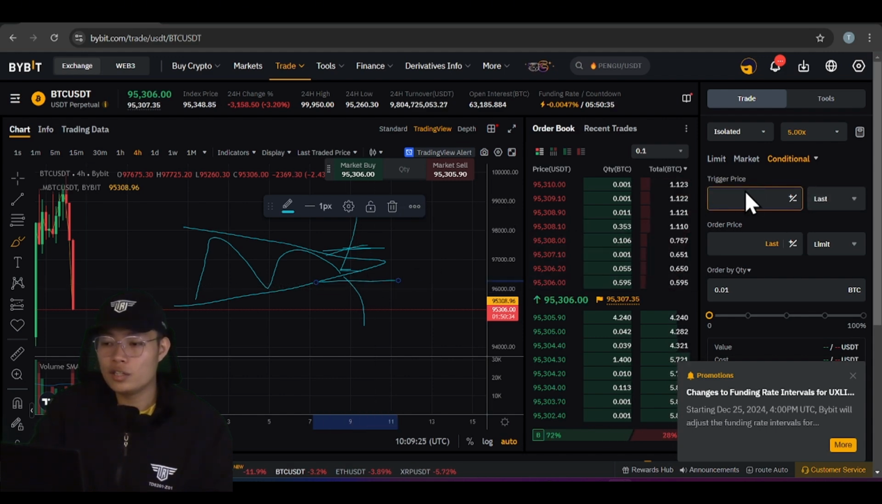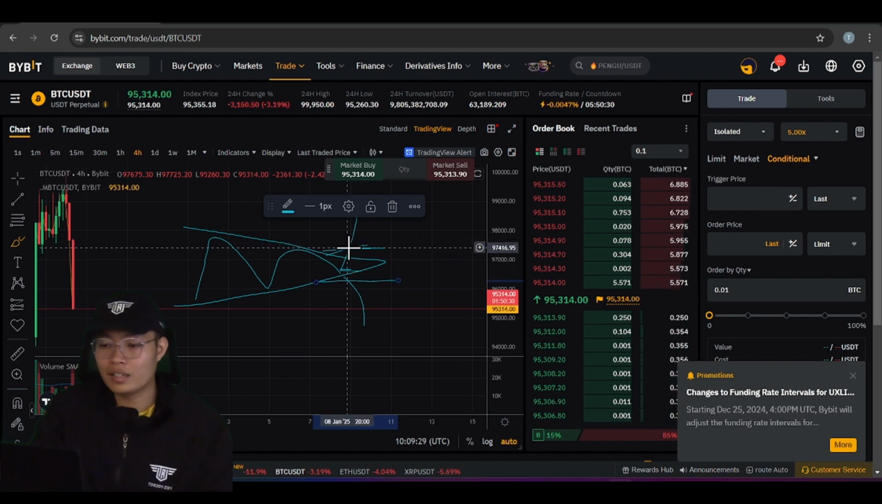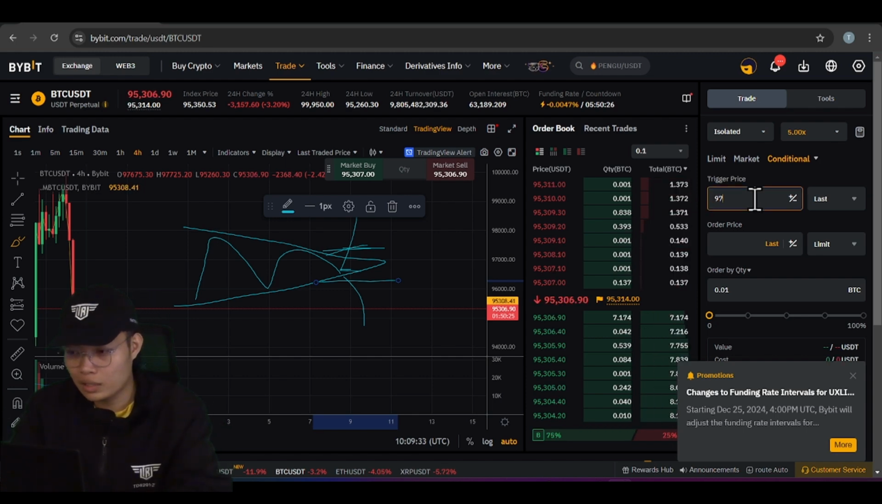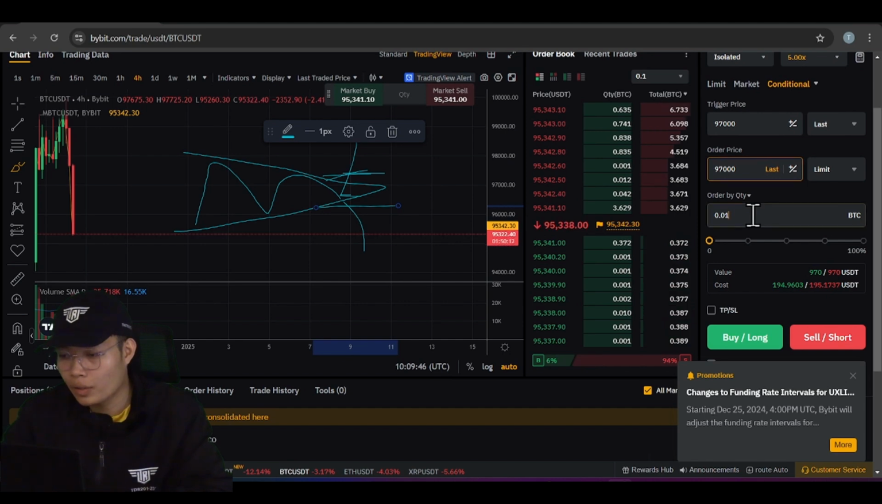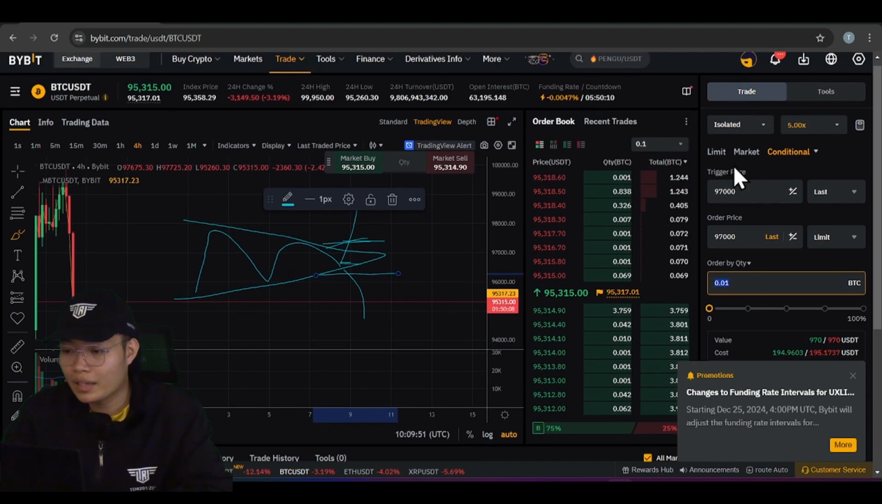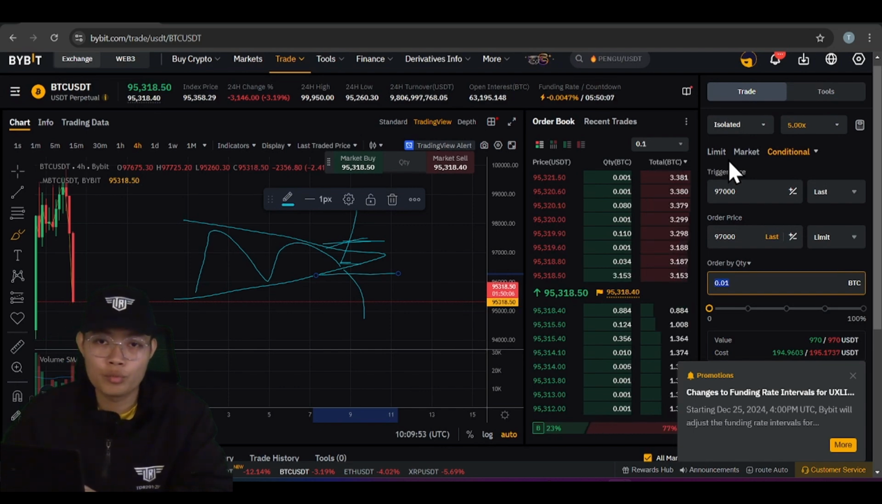This is where you can actually put a trigger price. For example, if I want to trade the breakout at, for example, $97,000, then you can just put your trigger price at that level, and you can choose whether to put your order as limit or market. It's up to you. For example, I choose a limit buy order and I put it in. All right, the quantity is also the same, and buy long. So here is how market, limit, and conditional orders work.